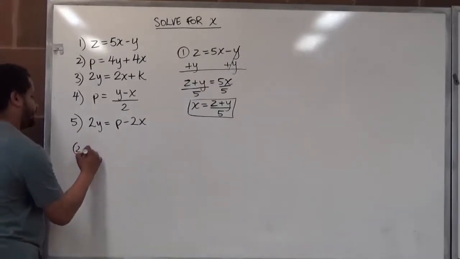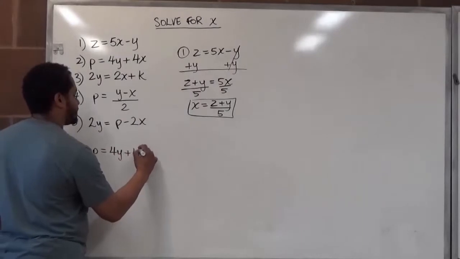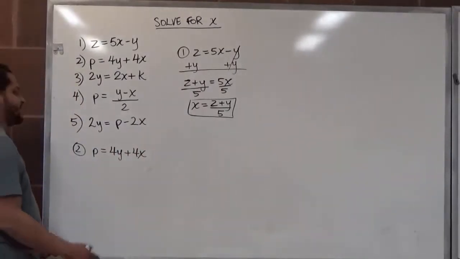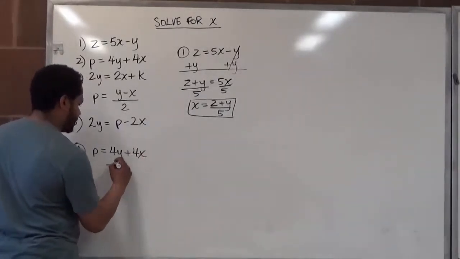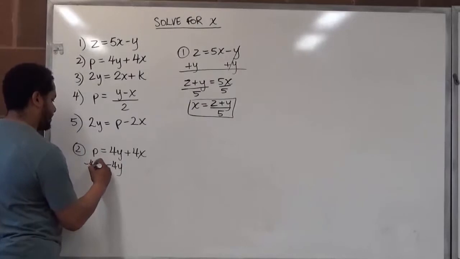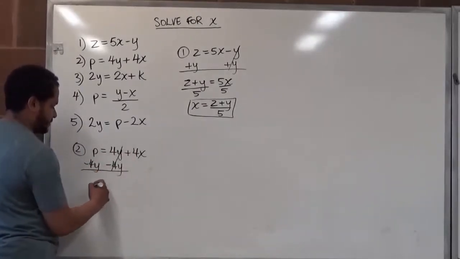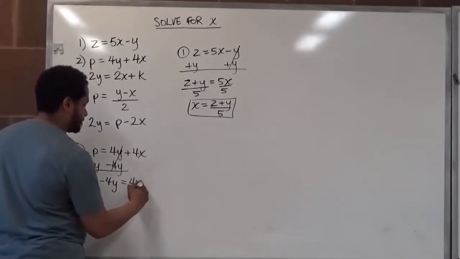We see we have p is equivalent to 4y's plus 4x's. What we want to do again is solve for x. So what we're doing is we're isolating the x term first, and then we're going to isolate the x variable. So let's get rid of this 4y by subtracting it to both sides. Using the additive inverse, the opposite sign first, these cancel. We have p take away 4y's are equivalent to 4x's.